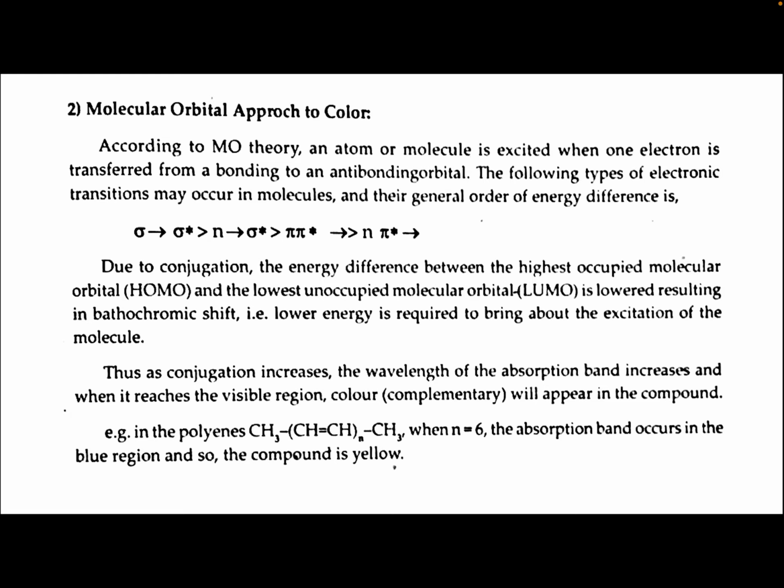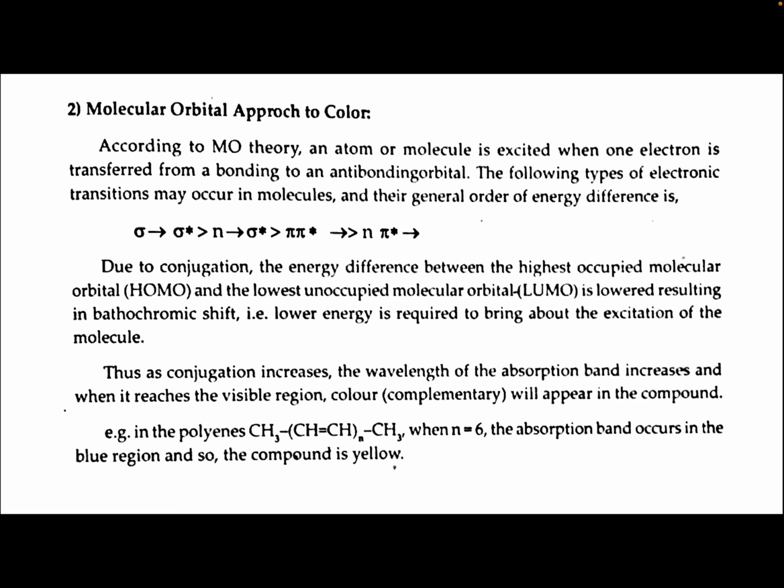Molecular orbital approach to color. According to molecular orbital theory, an atom or molecule is excited when one electron is transferred from a bonding to an antibonding orbital. The following types of electronic transitions may occur in molecules, and their general order of energy difference is: sigma to sigma star is greater than n to sigma star, which is greater than pi to pi star, which is greater than n to pi star.